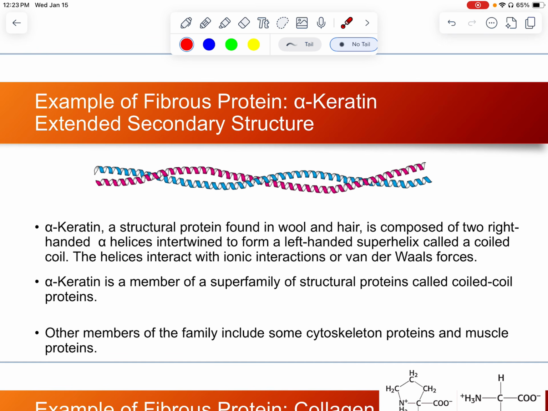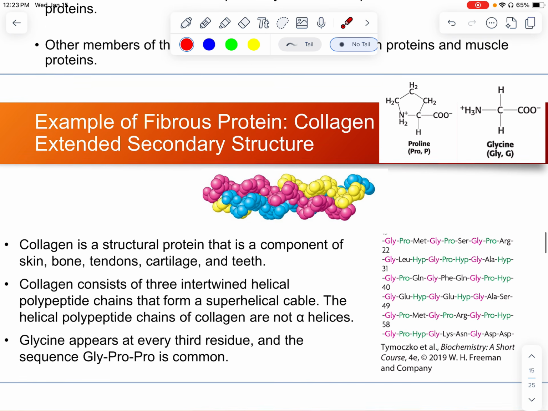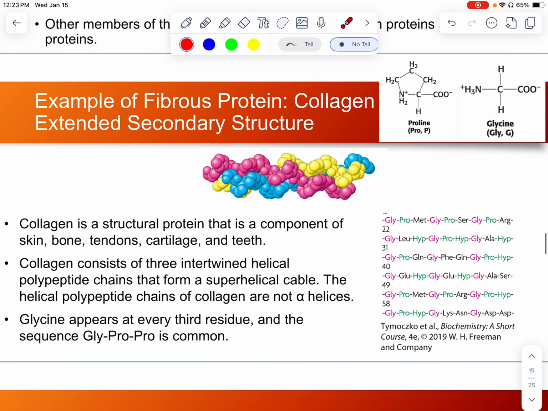There are other proteins that have similar structure, but essentially we have these long alpha helices, these long secondary structures that are then twisted together to form an even stronger structure. Okay, another example is collagen.